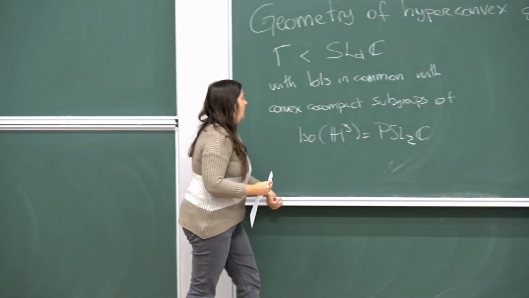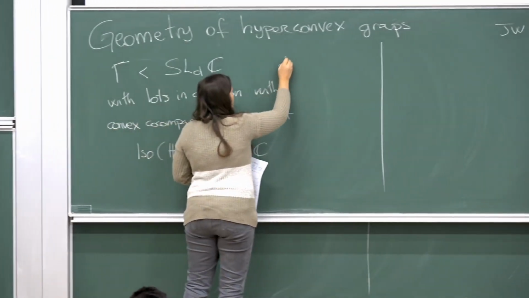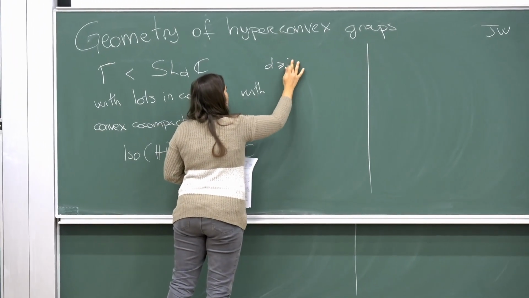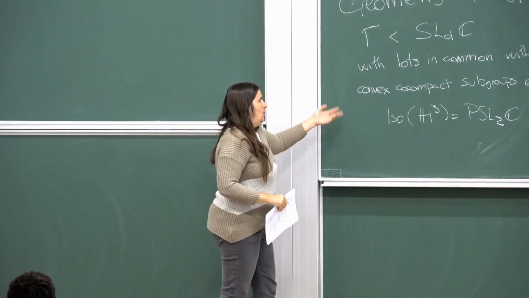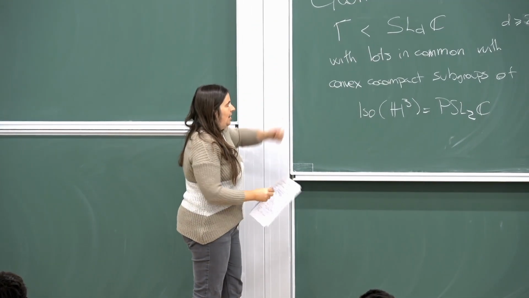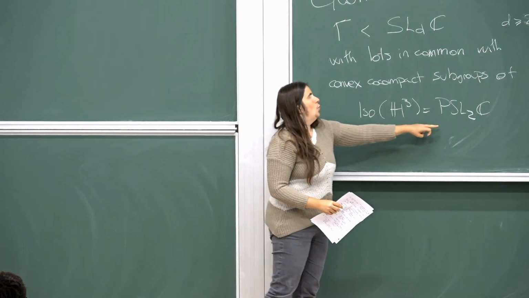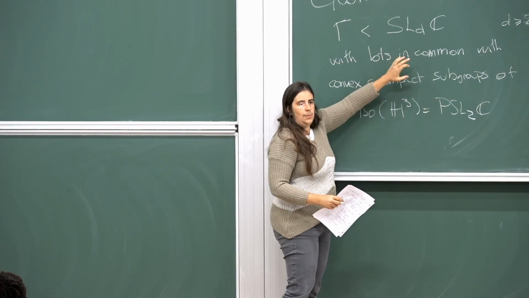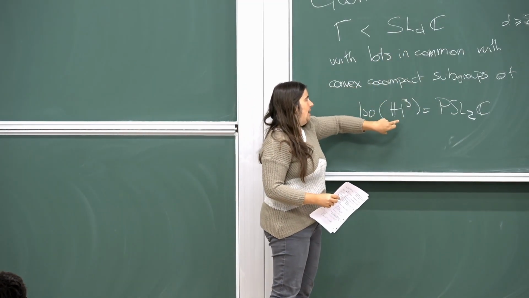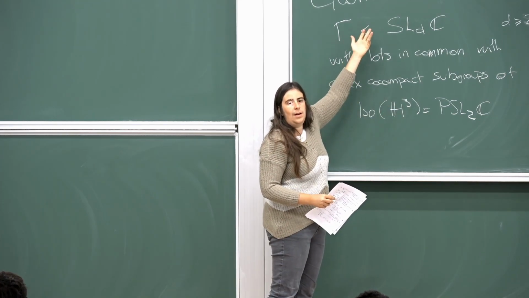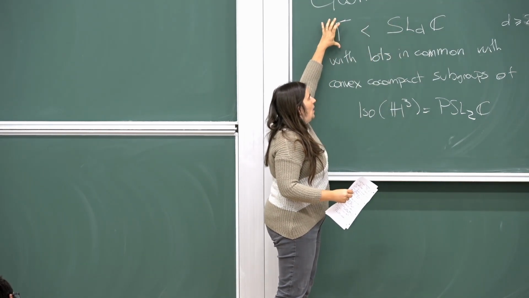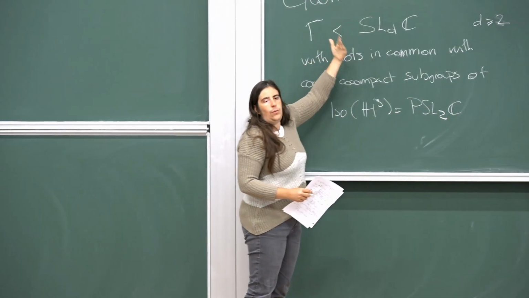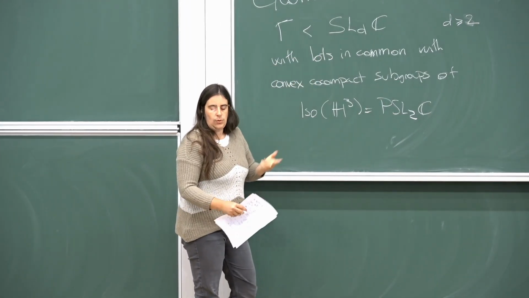So here, d will be at least 2. And as we have already seen in Ursula's talk, there is really a distinction between 2 and bigger than 2, because H^3 is strictly negatively curved, while here the geometry that these groups will see has a lot of flatness in it that we have to deal with.